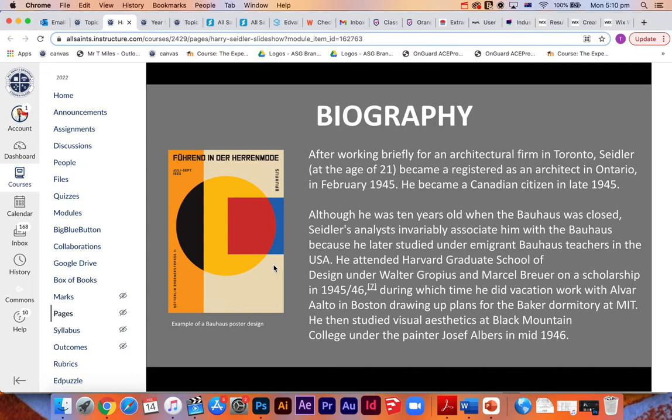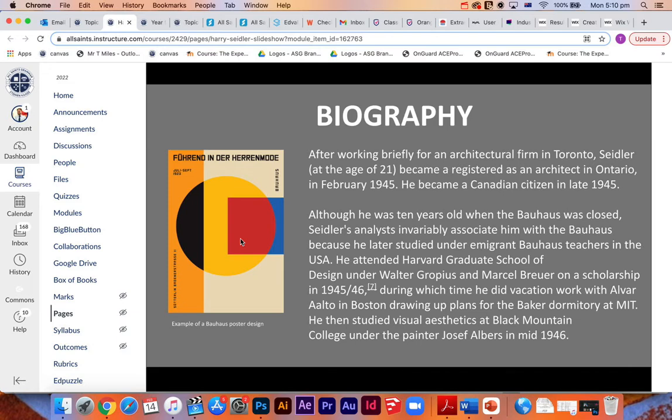So, although he was 10 years old when the Bauhaus was closed, and I should explain this as well. The Bauhaus was a school of design. So it included things like art, architecture, design, specifically things like furniture design and clothing design as well. And it was a way of thinking.